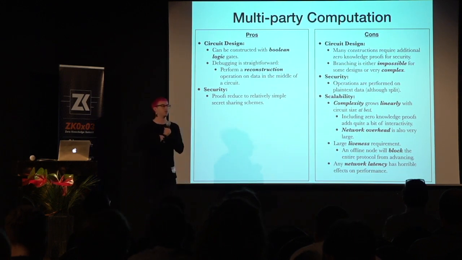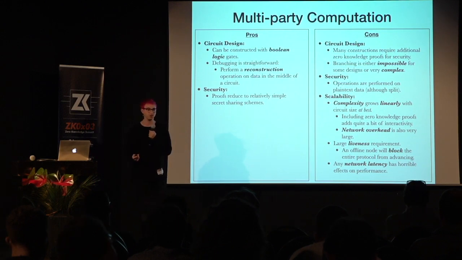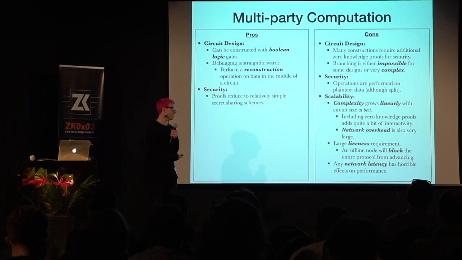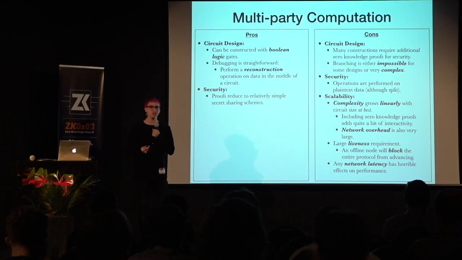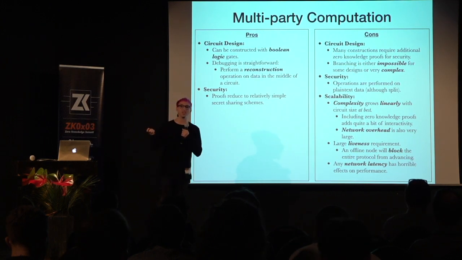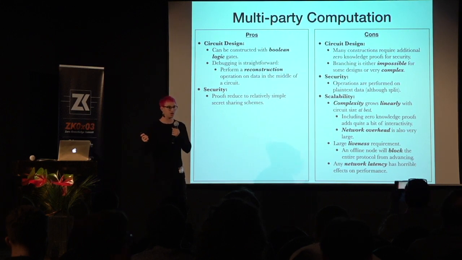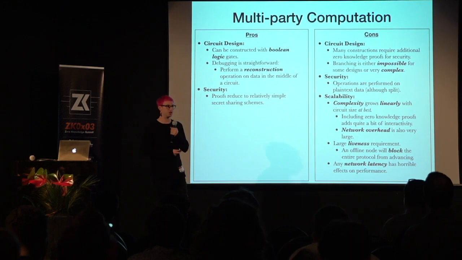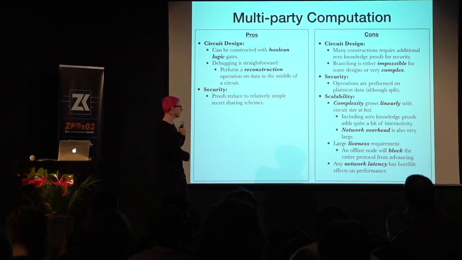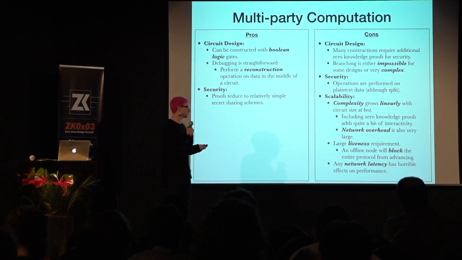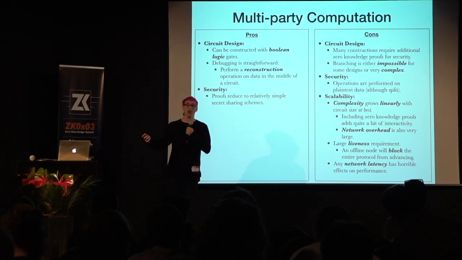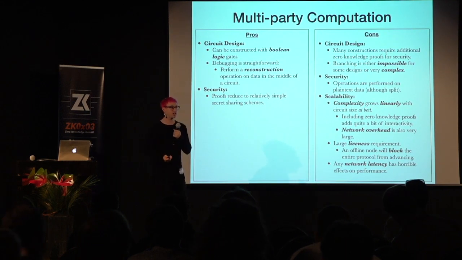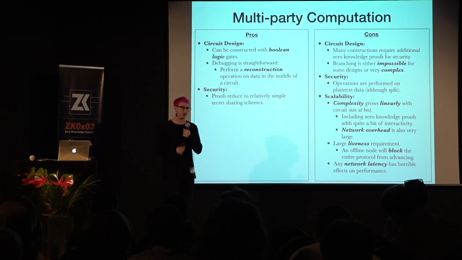You also then have to include zero-knowledge proofs, which can add quite a lot of interactivity between the parties involved. And network overhead is very, very large. Some schemes may require exponential communication. So if you have 3 parties, it would require like 3 to the 3 communications back and forth. There's a huge liveness requirement. An offline node can block the entire protocol from continuing, so you'll have to wait for that one party to come back online to perform something, which isn't great.